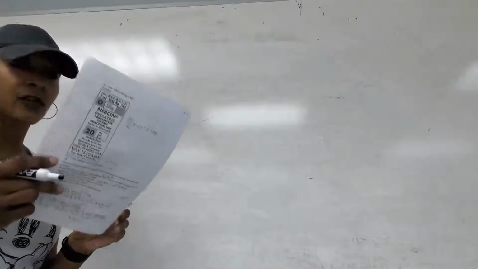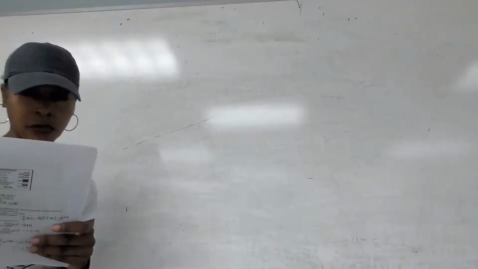Okay, and what's the dosage strength? 5 milligrams. Good. All right, what's the form? Tablets. Okay. Total amount in the container? 100. Okay. On to number 14.